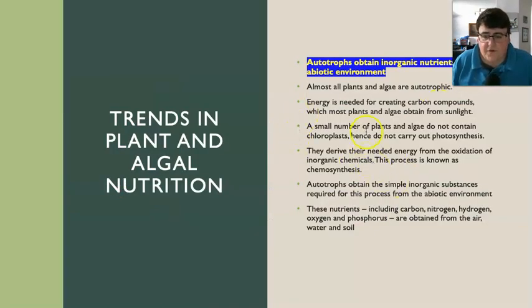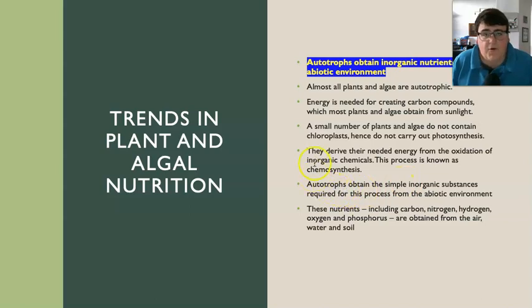Okay, so first off, let's focus on autotrophs. So almost all plants and algae are autotrophic. Again, that means self-feeding. Okay, in order for them to be self-feeding, they need to have energy to do this. Now, most of the time, most plants and algae would obtain this from sunlight through photosynthesis. But there are a small number of plants and algae that don't actually have chloroplasts. Now, chloroplast is the organelle we talked about in ultrastructure of cells, which helps an organism carry out photosynthesis. These organisms that don't have chloroplasts but are still autotrophs will get the energy that they need from the oxidation of inorganic chemicals, and that's called chemosynthesis.